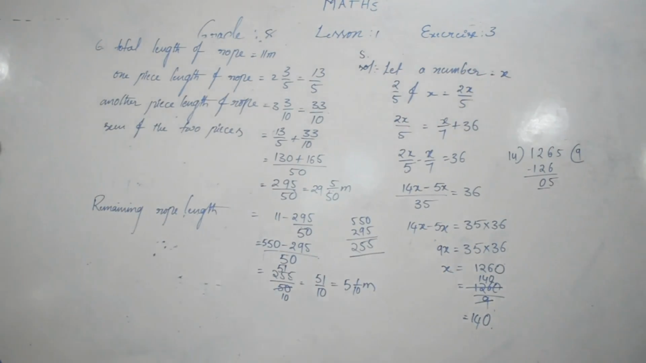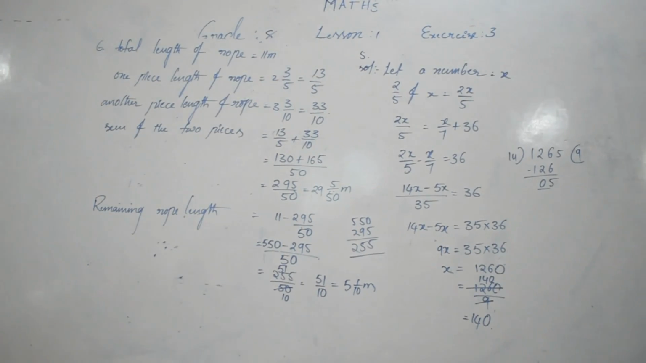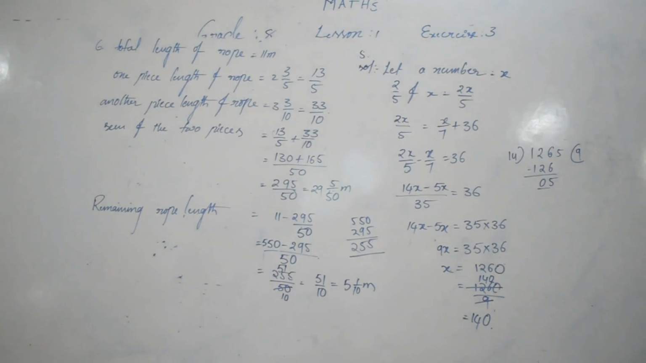So next one, find the area of the rectangular park, length given and breadth given. So we know length and we know breadth. So what is the area? What is the area?